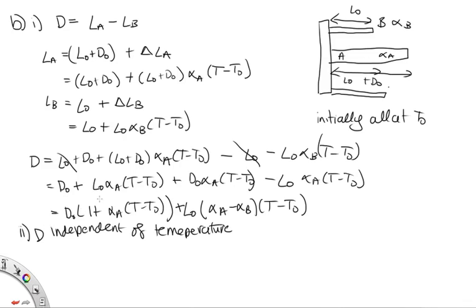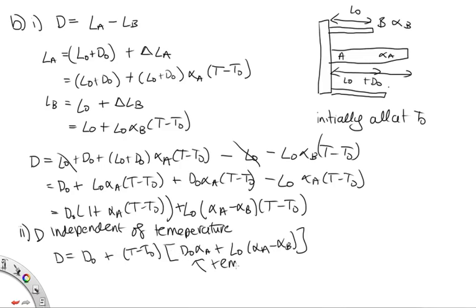Okay, so D, what we need to do is separate it into terms that have a temperature dependence and terms that have no temperature dependence. So we can write D as D naught, that's just this term, plus T minus T naught, here's our temperature dependence. We've got D naught alpha A plus L naught alpha A minus alpha B. Okay, so this term is independent of temperature. This term has the temperature dependence.